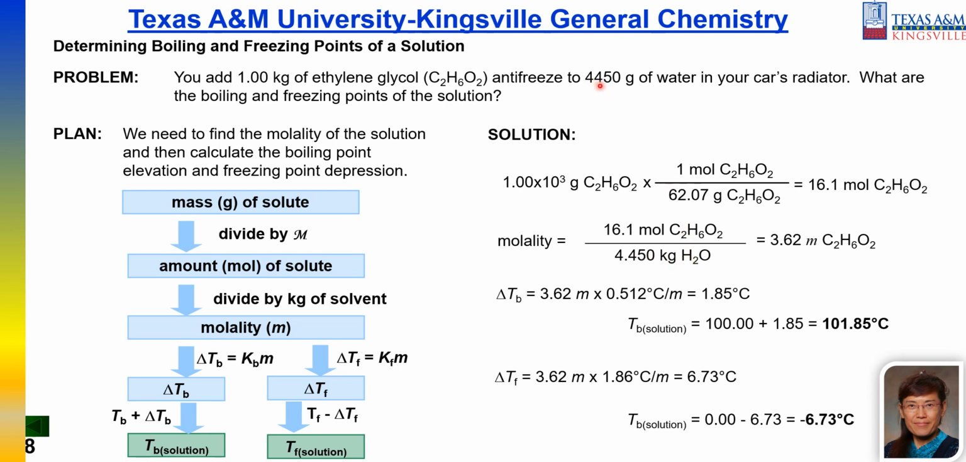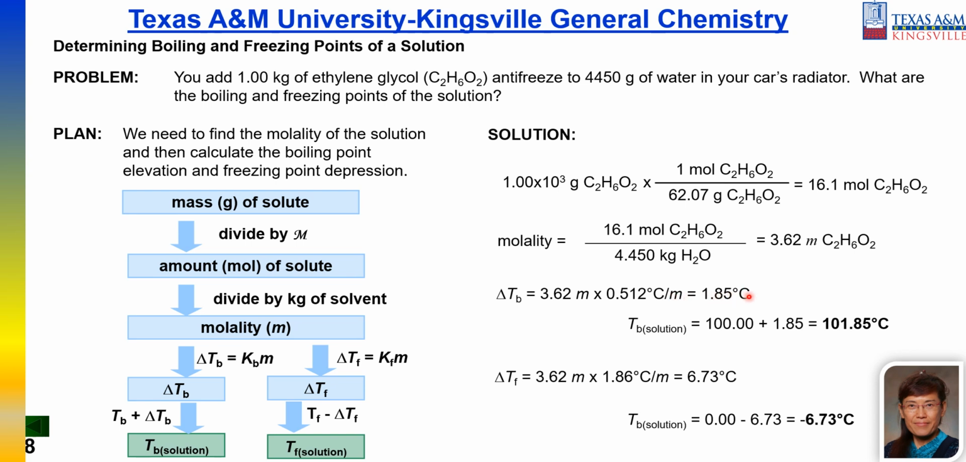You have 50 grams converted to kilograms, divided by 1,000. So you determine the molality. Delta TB, the boiling point elevation, equals the molality multiplied by the boiling point elevation constant. This constant value is 0.512 Celsius per molality.